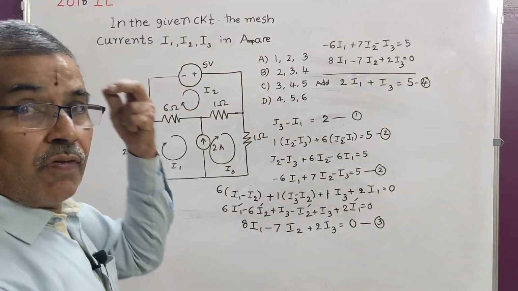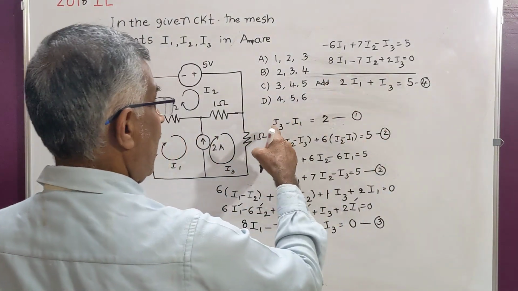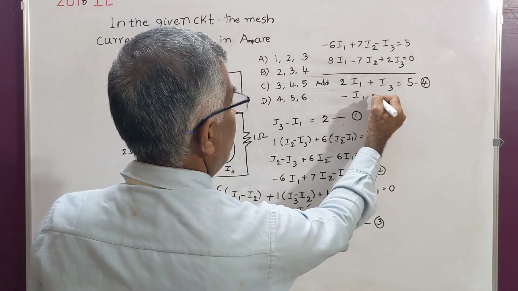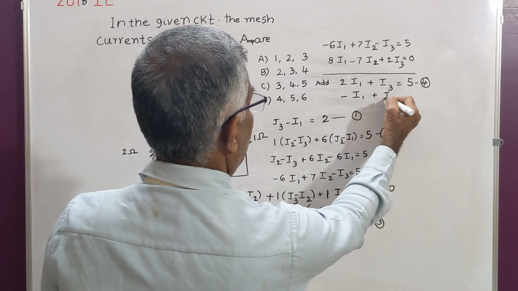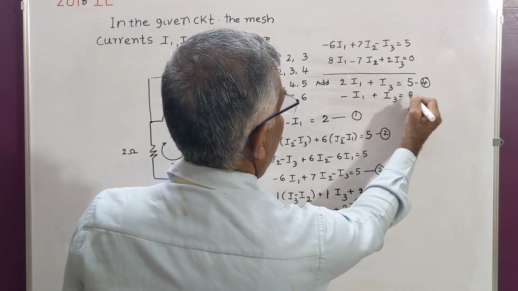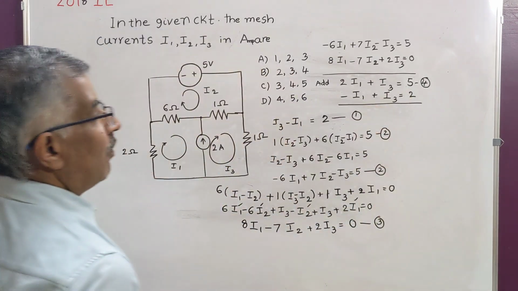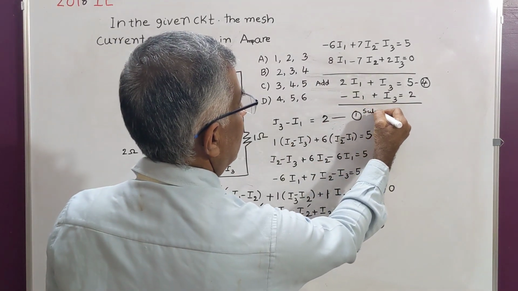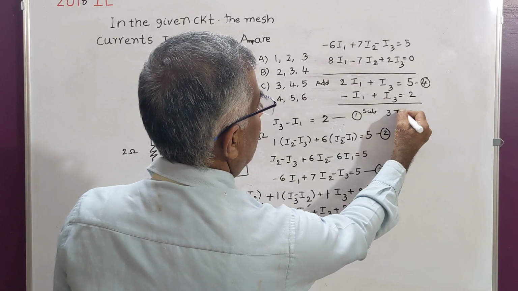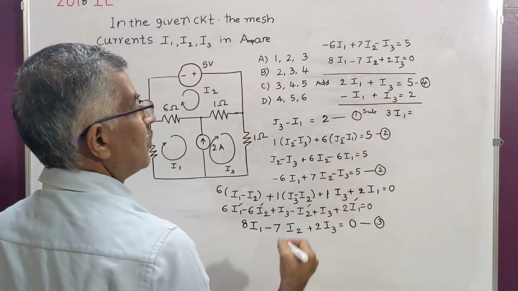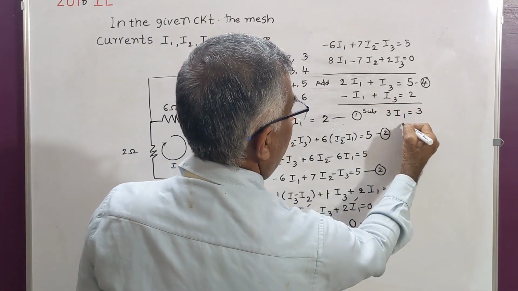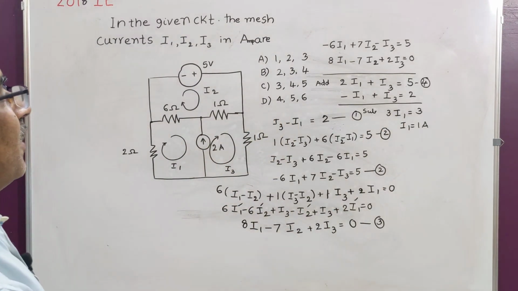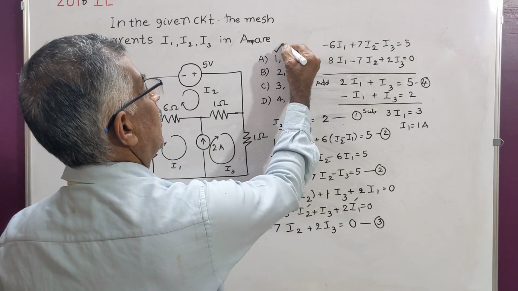Now solve 4 and 1. 1 is minus I1 plus I3 equal to 0. We have to solve. Subtracting, 3I1 is equal to 3. Therefore, I1 is equal to 1 ampere.